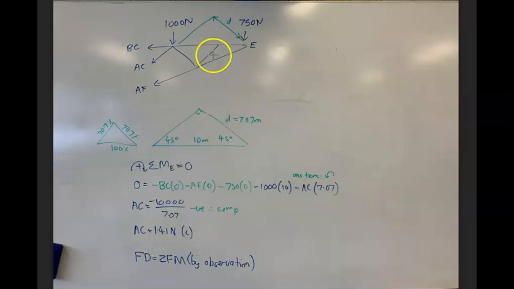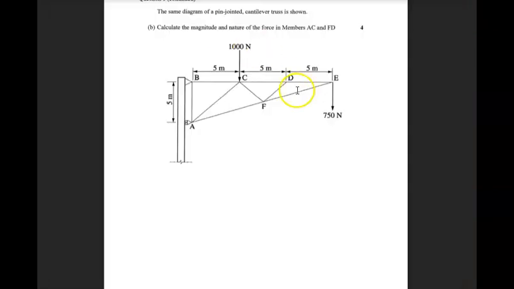Now, FD is this member here. FD, we can tell, is a 0 force member. How do we tell it's a 0 force member?